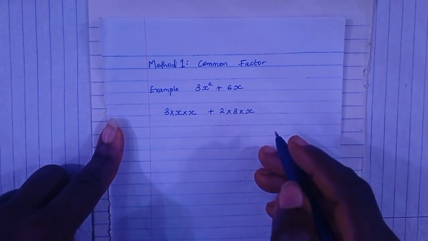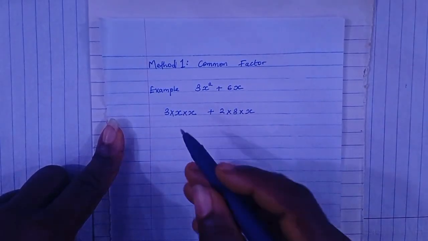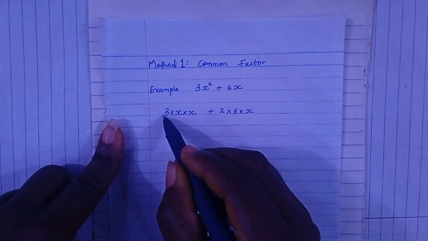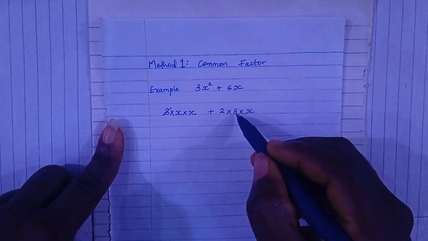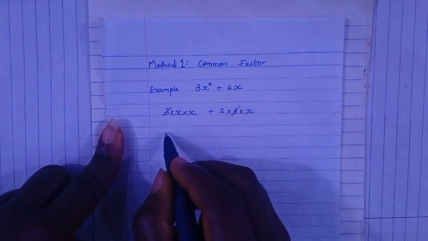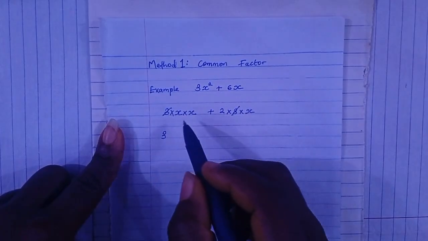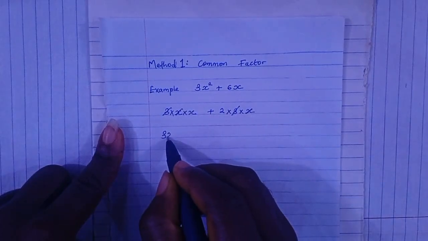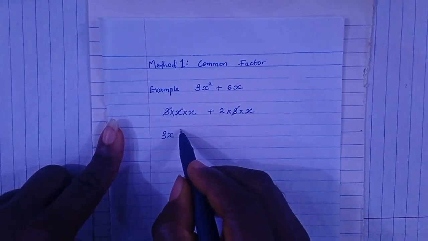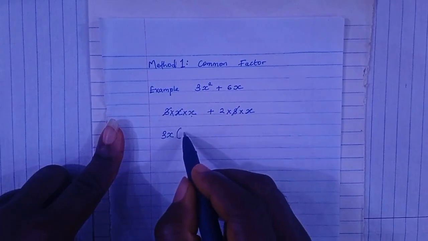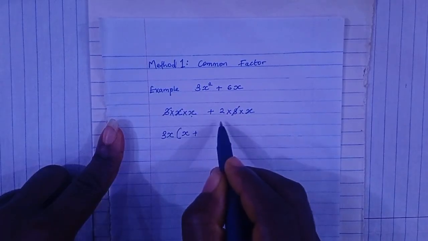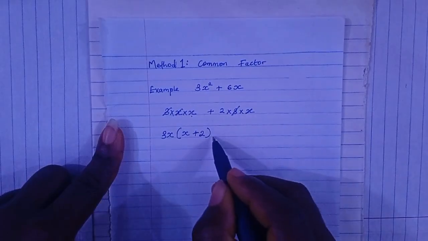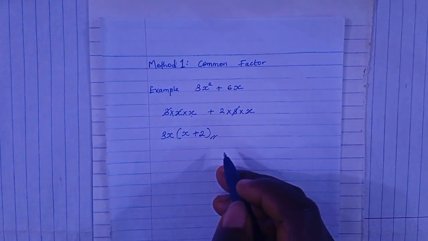Now let's bring out the common factors. What are the factors that are here and you will equally see them here? The first one is 3. 3 is here and 3 is here. We will write it out. The next one is x, and x is here. We write x. Now here we are left with x, so we write it down plus, and we are left with 2 here. So this becomes our final answer.